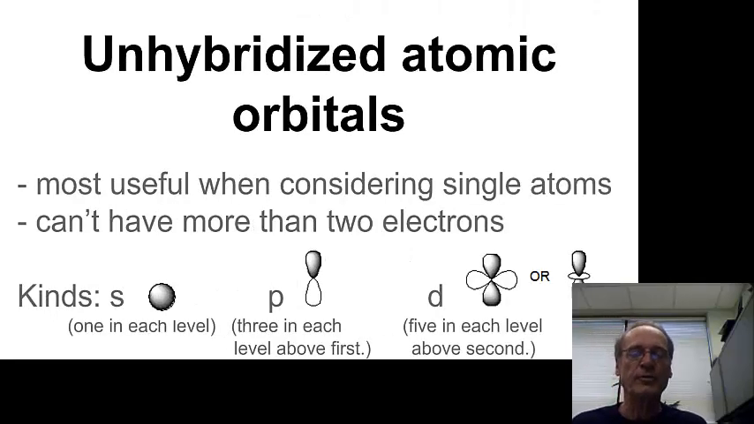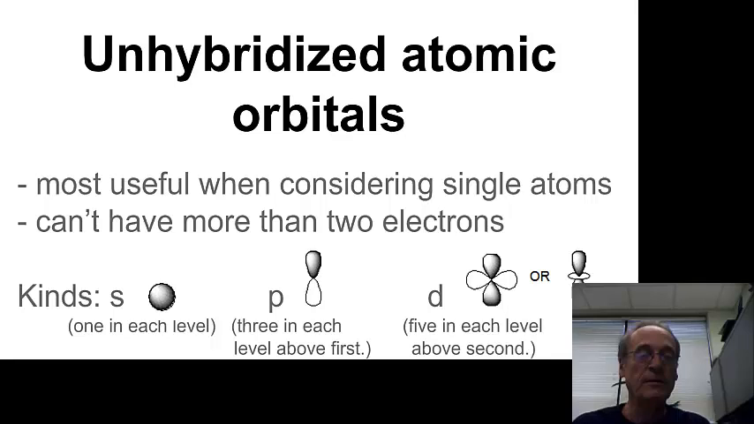Unhybridized atomic orbitals, again reviewing from general chemistry, are most useful when you're considering single atoms, unattached to any other atoms. Generally, atoms, when they're bonded to each other, will involve hybridized orbitals, so unhybridized ones are pretty much only for single atoms. And like with all orbitals, a particular atomic orbital, hybridized or unhybridized, can't have more than 2 electrons. That's a hard and fast rule that we learned in general chemistry.